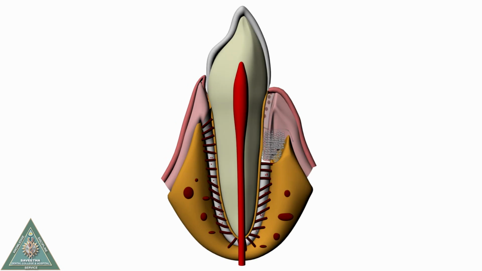Bone grafts act as a space filler, and the GTR membrane prevents epithelial migration, thereby allowing the periodontal ligament cells to regenerate the lost periodontal structures.